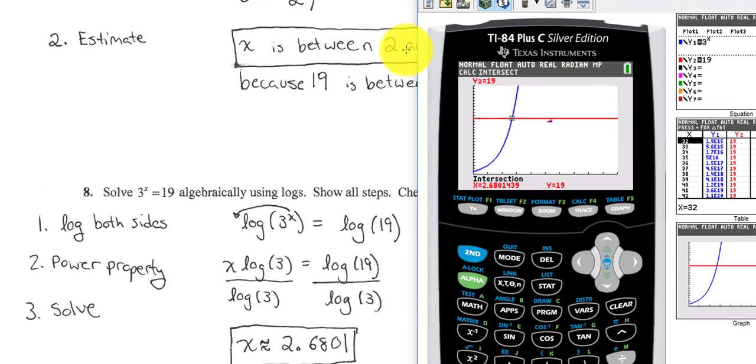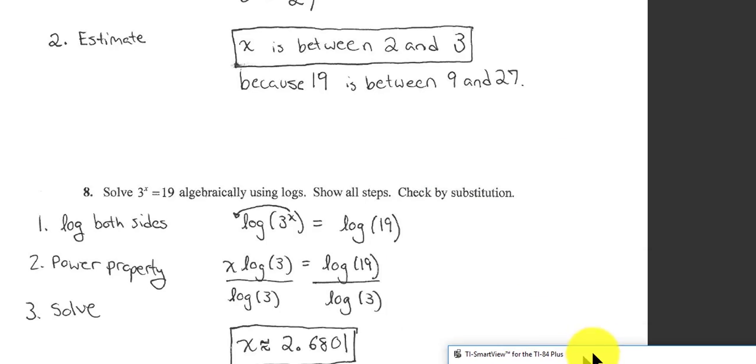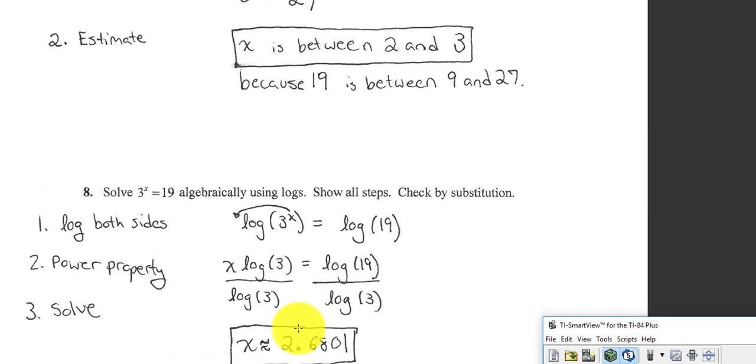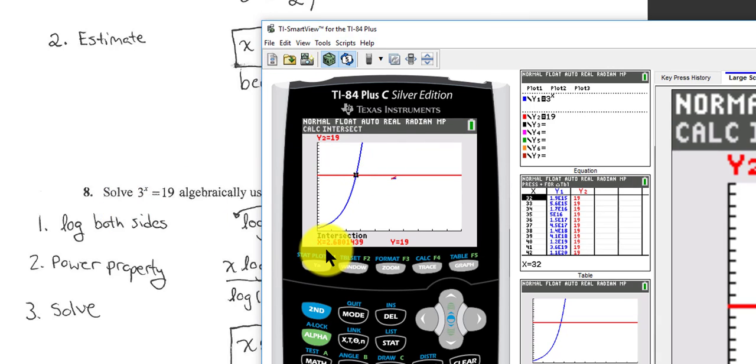I estimated the solution, right? We found out that the answer is going to be between 2 and 3, and 2.68 is certainly between 2 and 3. We used logs to solve this using algebra. And then we graphed both sides of the equation, and we still ended up with the same answer.